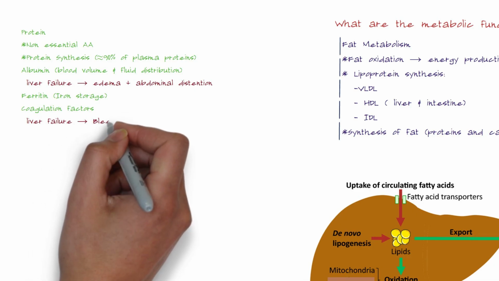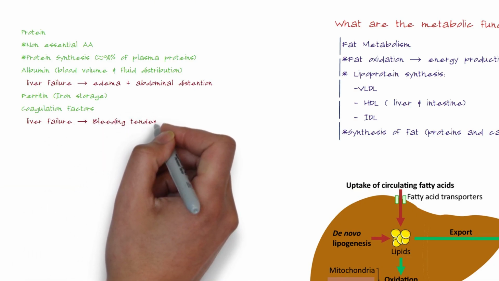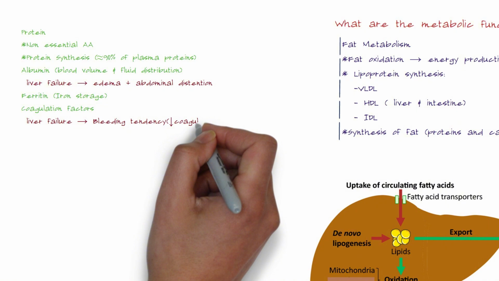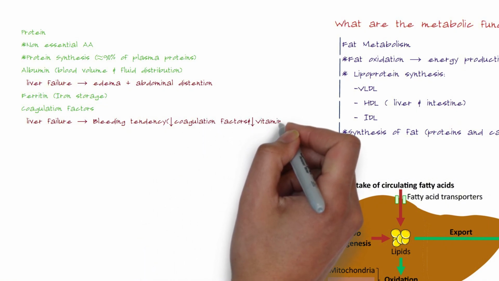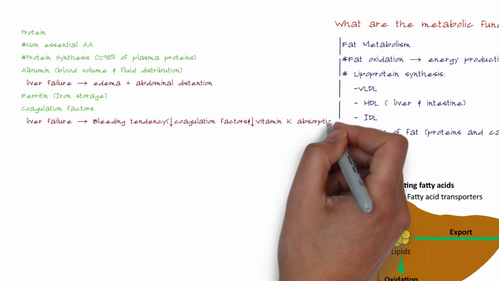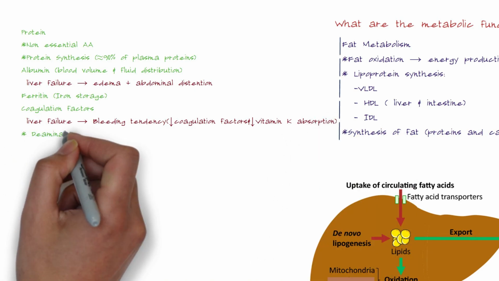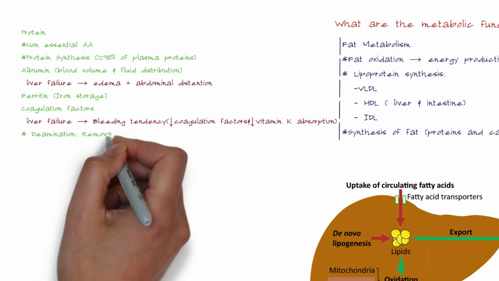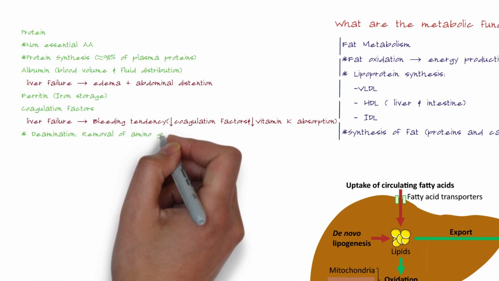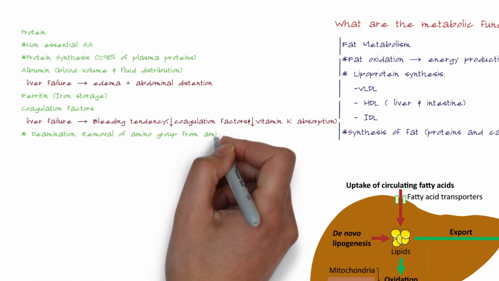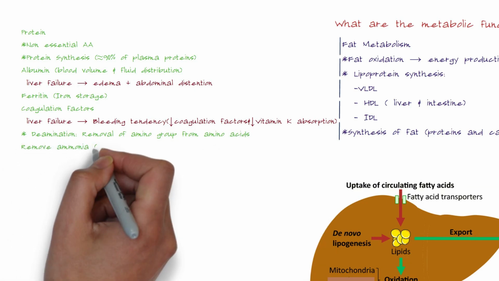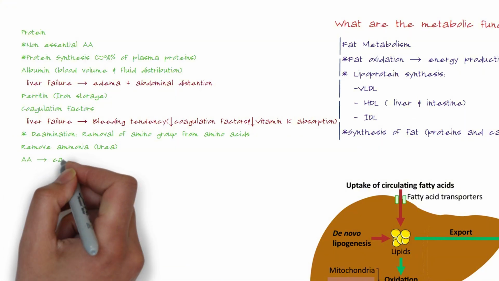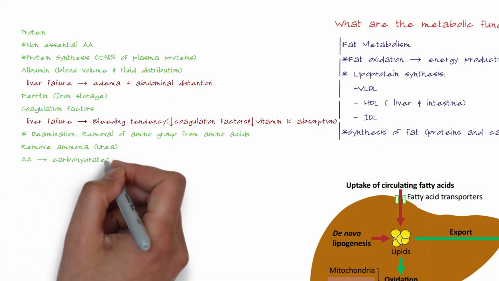The second function is the synthesis of non-essential amino acids, and the last function is deamination, which is important for removing the amino group from amino acids. It's important because it removes the ammonia by converting it to urea. Also, deamination allows the conversion of amino acids to carbs and fat. Also, deamination helps the formation of energy from amino acids.